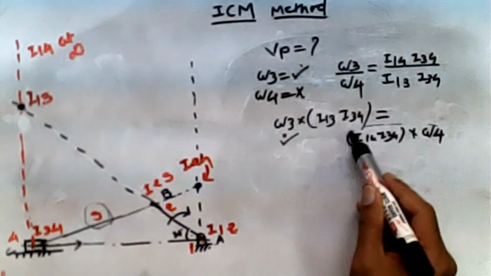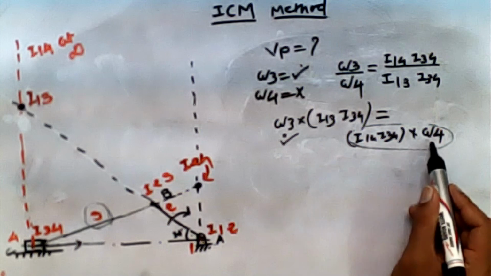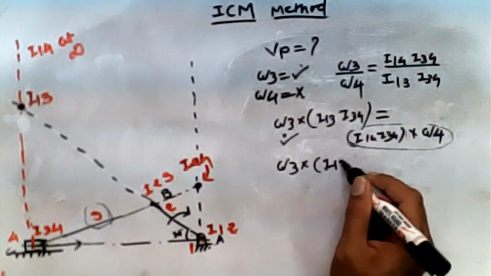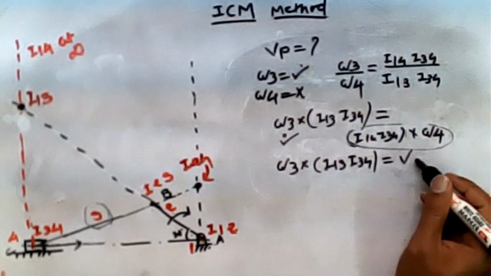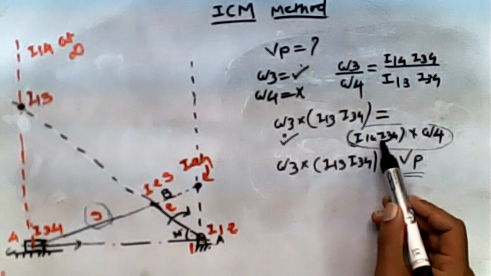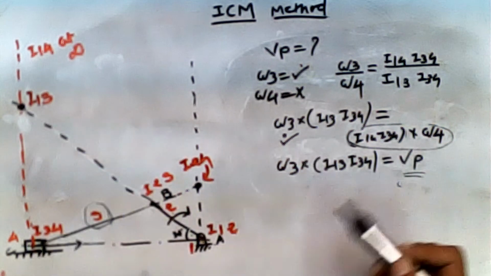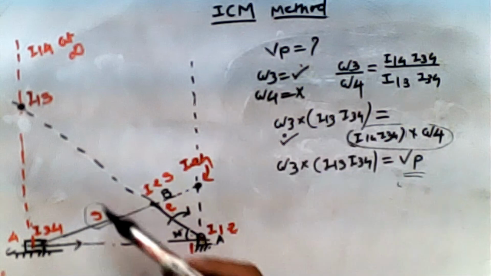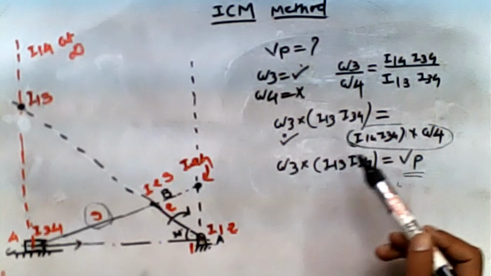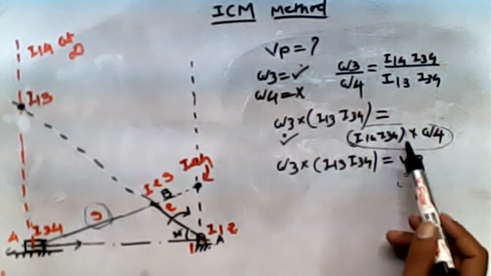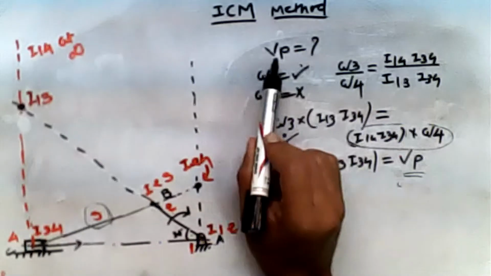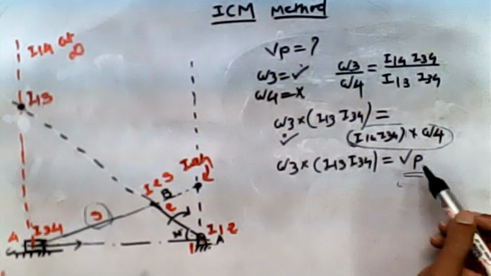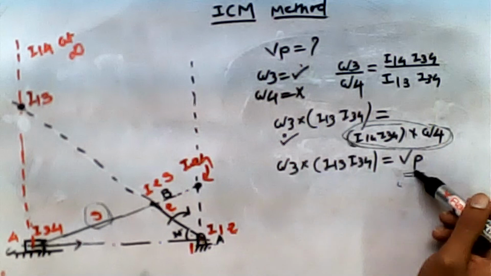You don't have to worry about this portion because ultimately omega into radius is nothing but your velocity of piston. Velocity is omega into r. R is your I14, I34. Correct? Where is I14? It is at infinity. I34 is here. You don't have to worry about this RHS component because we need to determine velocity only. So you can directly write this as velocity of piston.